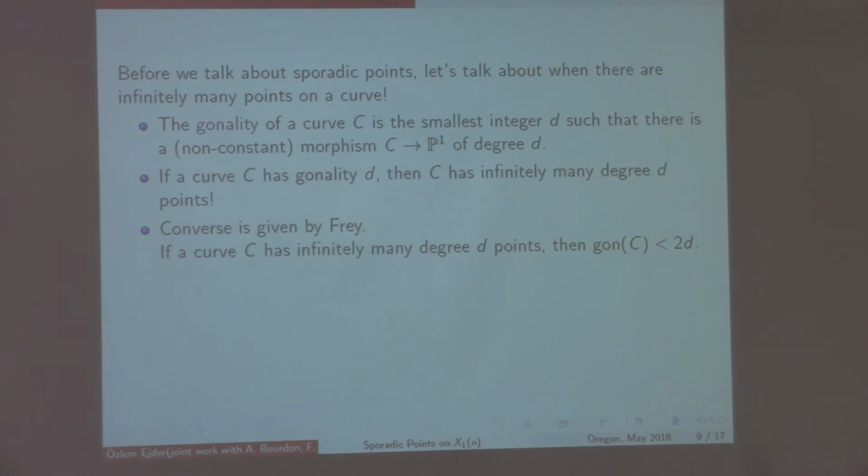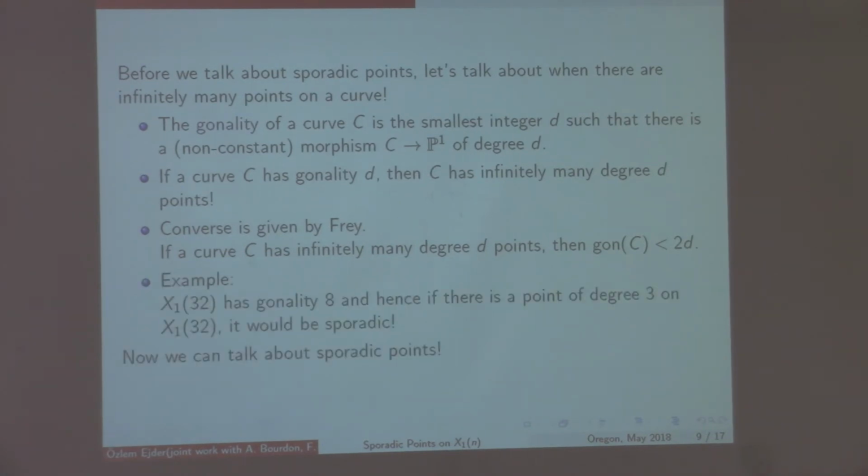If I give you an example, if I look at the modular curve X1(32), this has gonality 8. Hence, if I have a point of order 3, which I don't know if there is or not, on this curve, then it would be sporadic, because there cannot be infinitely many points of that degree by Viray's result. That would be such an example, but we don't know if there is or not.